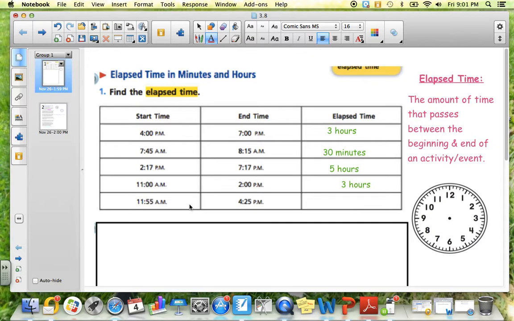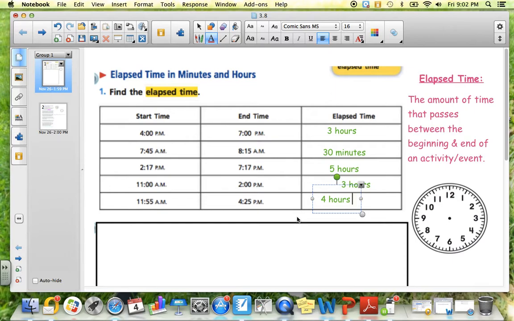So this is 11:55 a.m. to 4:25 p.m. So what I'm going to do first is count my hours to get those out of the way and see how many hours I have between 11:55 a.m. and 4:25 p.m. So I'm going to go 11:55 to 12:55, and that's 1. 12:55 to 1:55, 1:55 to 2:55, 2:55 to 3:55, and I can't go to 4:55 because we'd be past this time. So we know that we have 4 hours because I had 4 fingers up, and then I'm going to count by fives from 3:55 to 4:25.